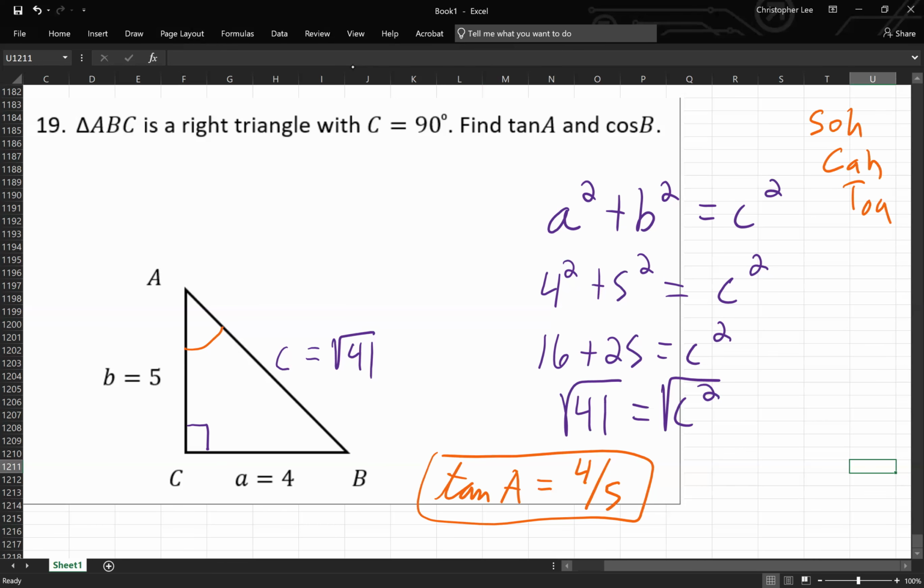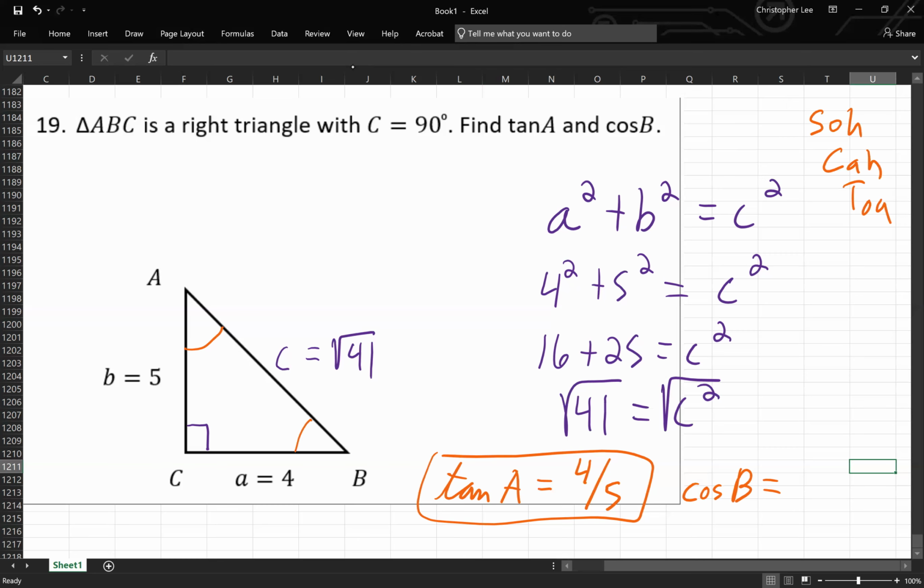Because I'm at angle alpha, I'm at angle A here. My opposite is away from me. That's the 4. My adjacent is next to me. That's the 5, right? So just 4 over 5, and I'm done. That's it. What about cosine of B? What's that equal?